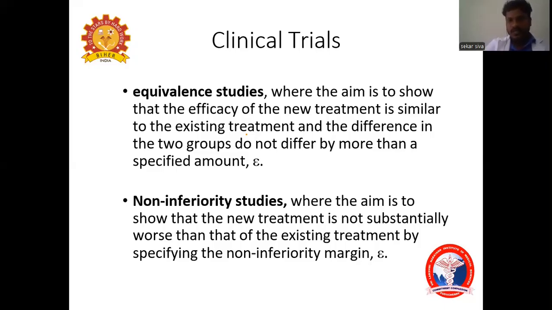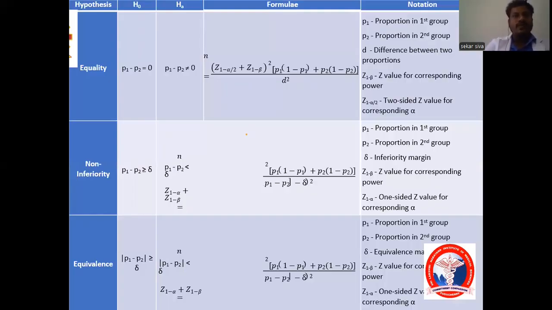Non-inferiority studies aim to show that the new treatment is not substantially worse than the existing treatment, by specifying the non-inferiority margin. We can use another treatment also, that is a non-inferiority study. In an equality study, the difference between the proportions of both groups is equal to 0, and for non-inferiority the difference is less than the margin. For equivalence studies, we can use both.